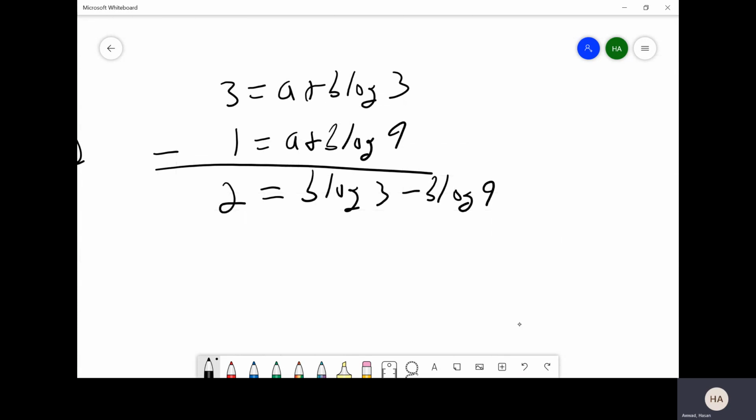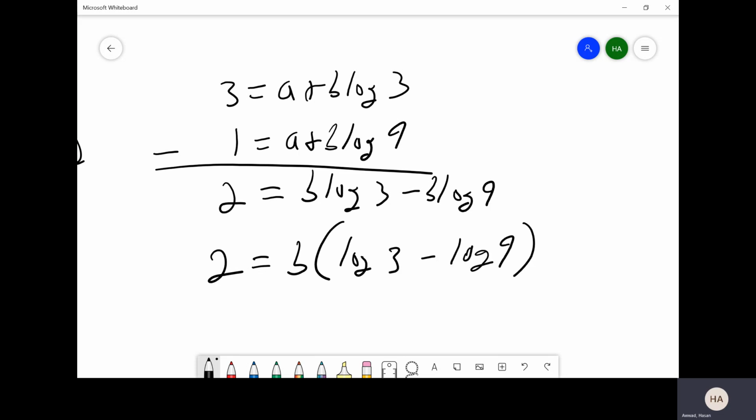Well, we have a factor of b in 2 spots, right? So since I'm trying to solve for b, I'm going to factor b out so that I only have one instance of it. So that means I have 2 is equal to b times log of 3 minus log of 9, right? All I did is I pulled b out. I just factored that out. But we have a rule here.